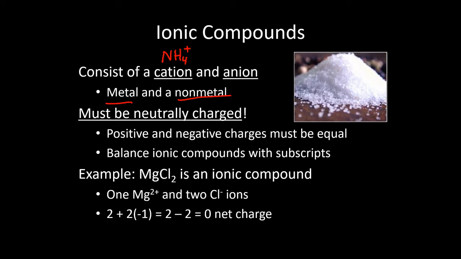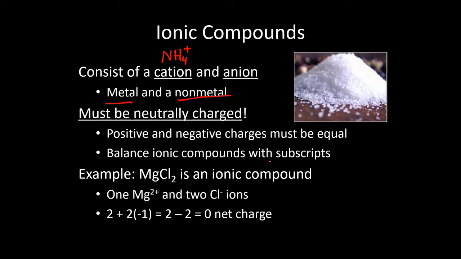When we're looking at ionic compounds, and we're trying to figure out what the formula of that ionic compound must be, the key to working that out is that the molecule must be neutrally charged. If the molecule is not neutrally charged, then it's not a molecule. By definition, molecules have a net zero charge. If you have a charge, then it's an ion. It's not a molecule. So the positive and the negative charges must be equal. So we're going to balance these compounds. We're going to balance the charge of these compounds with subscripts.